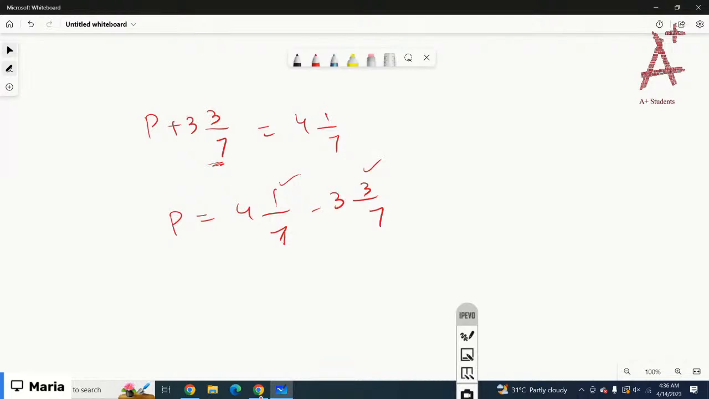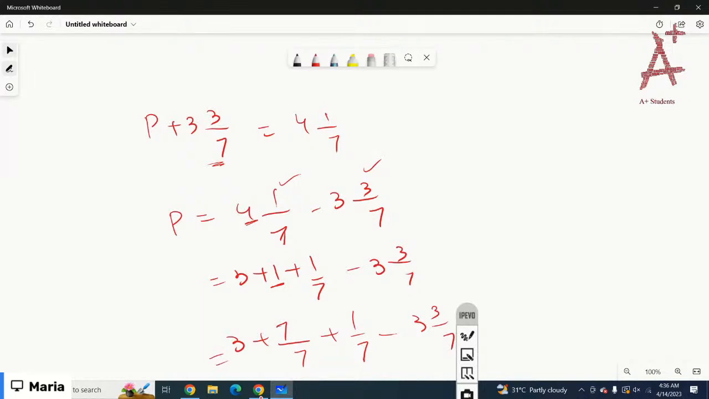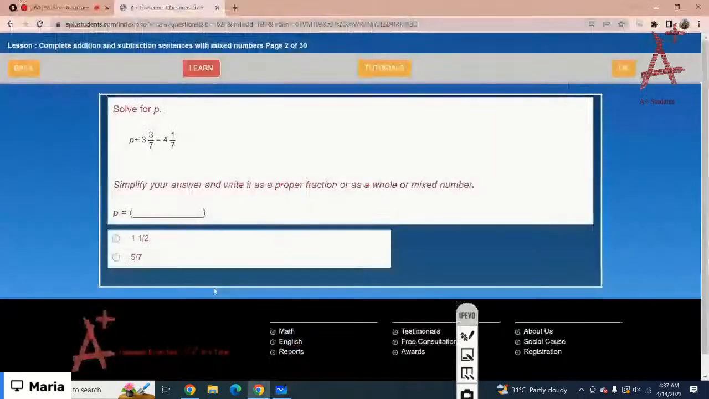So you have to rewrite this fraction. Break down the 4 as 3 plus 1. And we can just write 1 as 7 over 7. So 7 plus 1, 8 over 7. It would be 3 whole 8 over 7 minus 3 whole 3 over 7. Now you can subtract: 3 minus 3 is 0 and 8 minus 3 is 5 over 7. So it will be 0 whole 5 over 7 or just 5 over 7. So the correct option is 5 over 7.